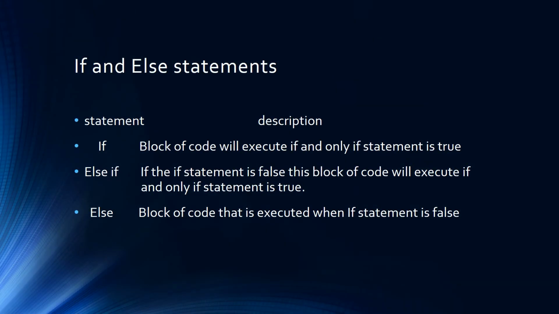In C++, we use if and else statements. An if statement is a block of code which will execute if and only if a statement is true. And else if the if statement is false, this block of code will execute if and only if its statement is true. So if the first if statement does not meet the requirements, it'll jump to the next one, the else if. And if both of these statements are not true, then it will run the else block of code, which is a block of code that is executed when the if statement is false.